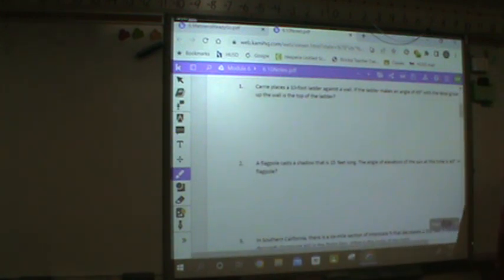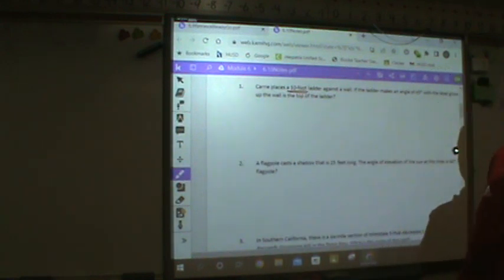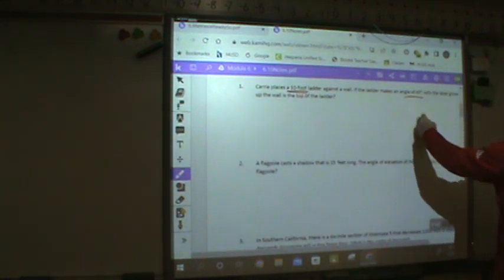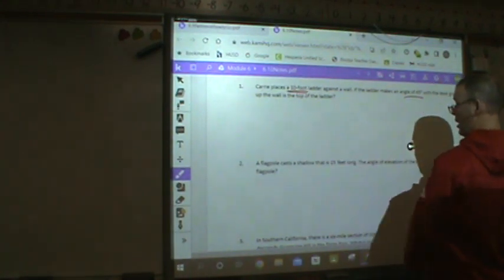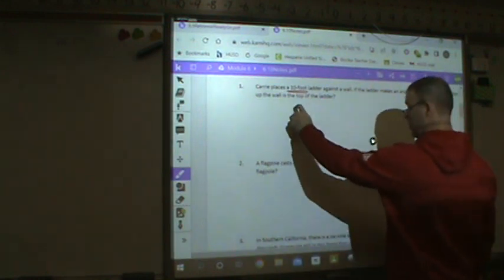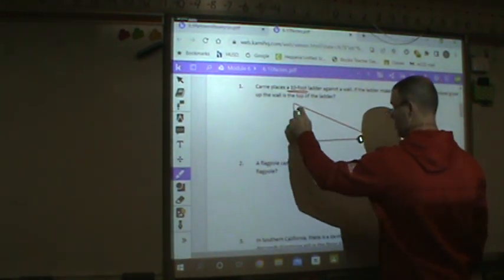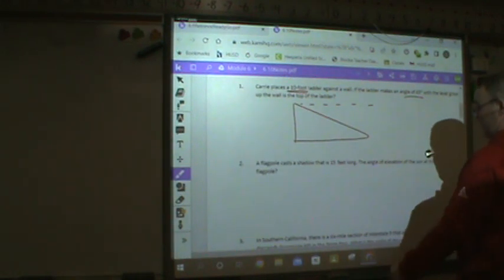So it says Carrie places a 10-foot ladder against a wall, so 10 foot is what I'm at. And the ladder makes a 65-degree angle with the level ground. That's important, the level ground. Up the wall, the top of the ladder. So draw the situation just like you were supposed to do in the previous section. So here's a triangle. Here's my top of my rectangle if I need it.